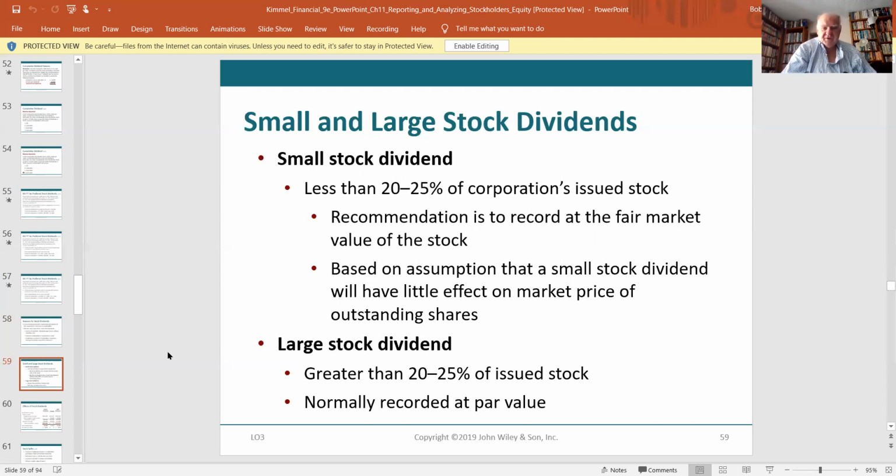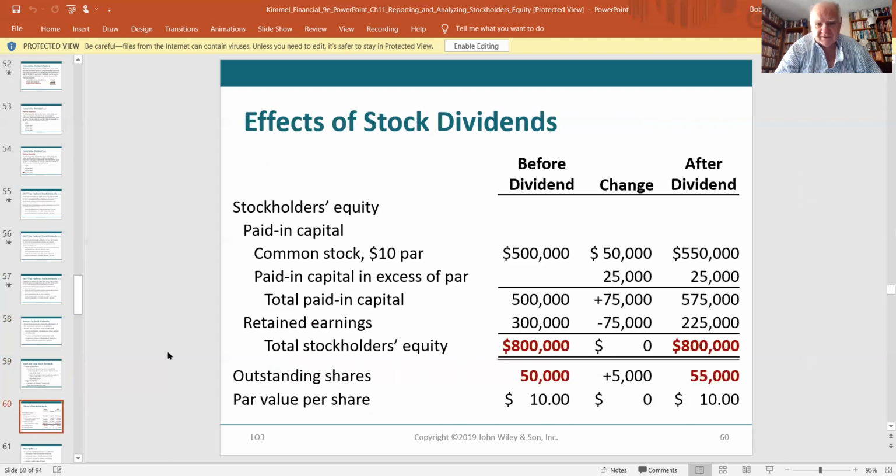There's a difference between a small stock dividend and a large stock dividend. We'll go over this a little bit. If it's less than 20 to 25%, you record it at the fair market value of the stock based on the assumption that a small stock dividend will have little effect on the market price. The large stock dividend is different. You're going to record it at the par value. The difference is this: the small dividend, and we'll see it in a minute here, you're going to debit retained earnings and you're going to credit common stock. On the large dividend, you're going to debit retained earnings and you're going to credit the par value of the stock and the paid in capital on top of that. So let's take a look at it here.